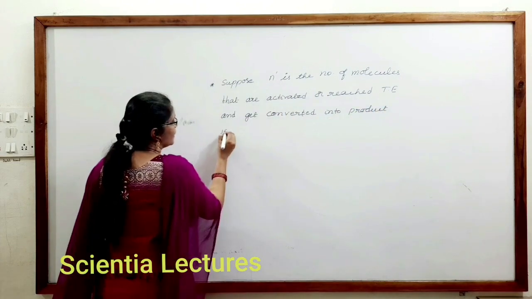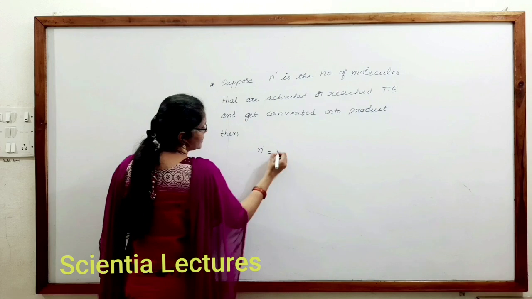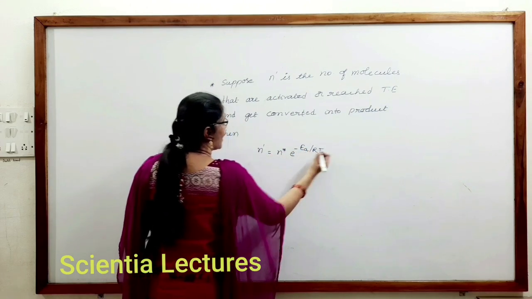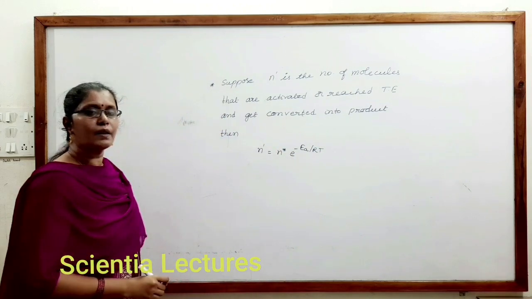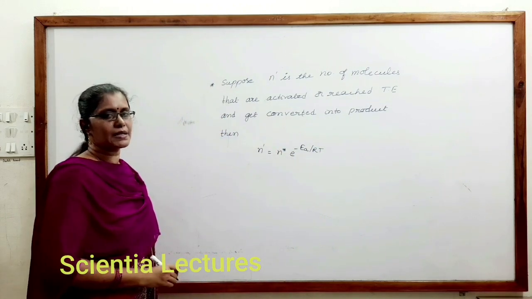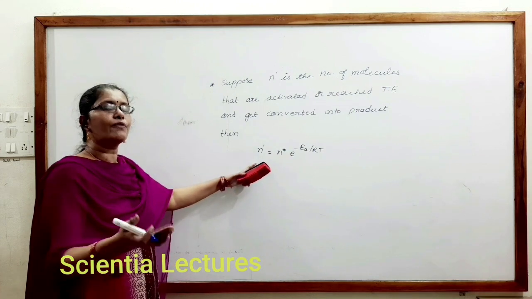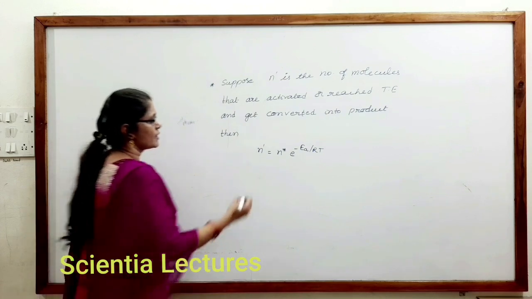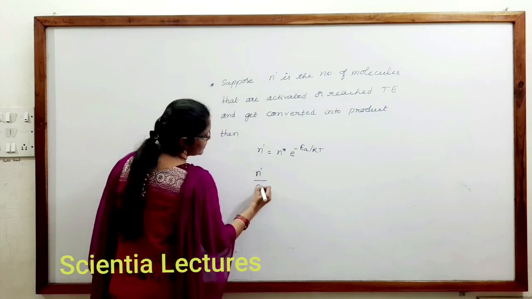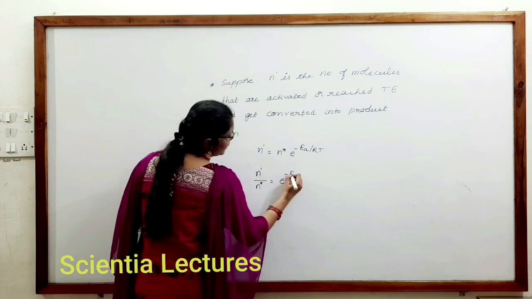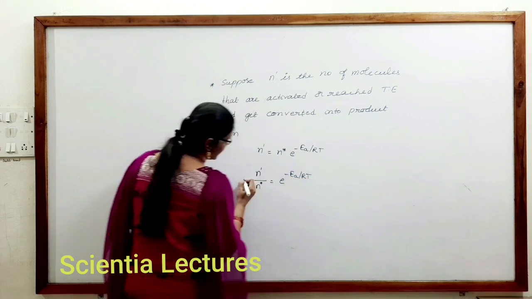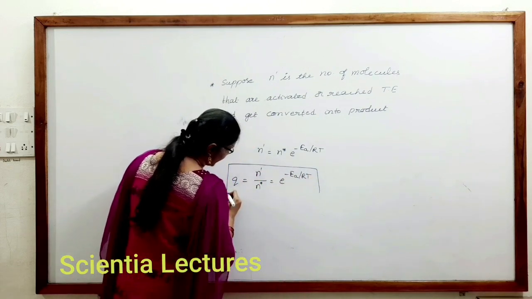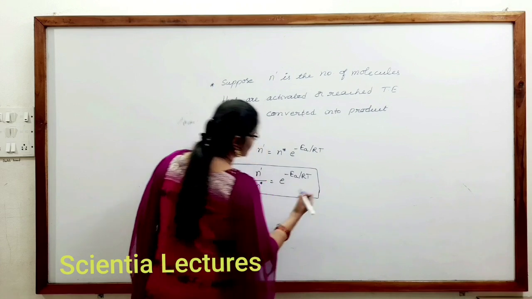Then it was observed that N dash is equal to N star into e power minus Ea by RT. Here N star is the total number of reacting molecules present per cc. N dash is the number of reacting molecules which are successful to get converted into products. So N dash by N star equal to e power minus Ea by RT is nothing but it is equal to Q. So Q is equal to e power minus Ea by RT.